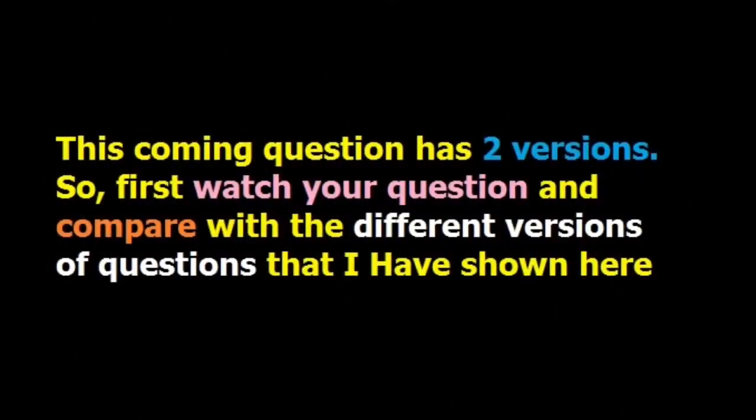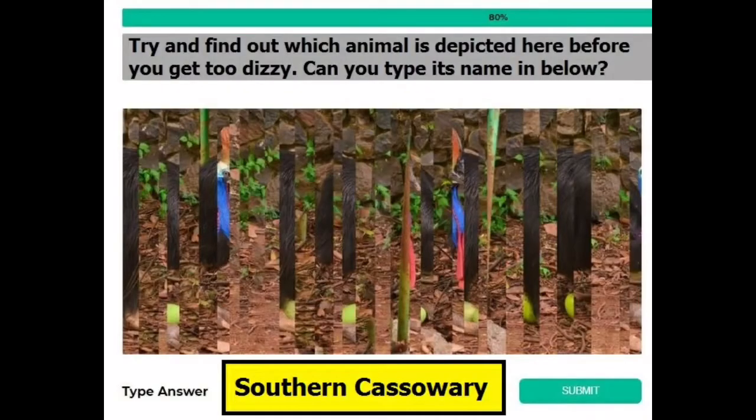In this coming question, there are two versions or types of this question, and each version differs from each other only in the last sentence of the question. For instance, in version 1 of this question, you can see the last sentence is, can you type its name in below? And if you find this question, then your answer is Southern Cassowary.